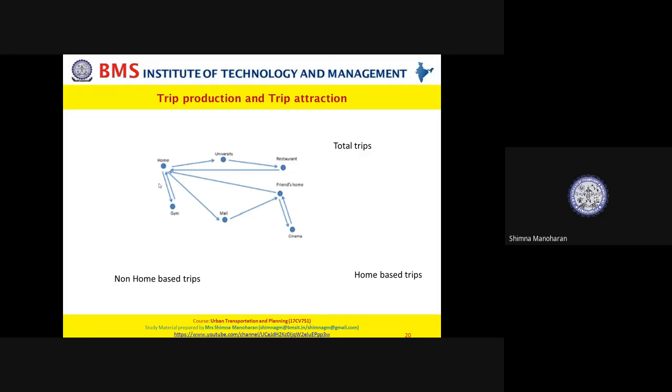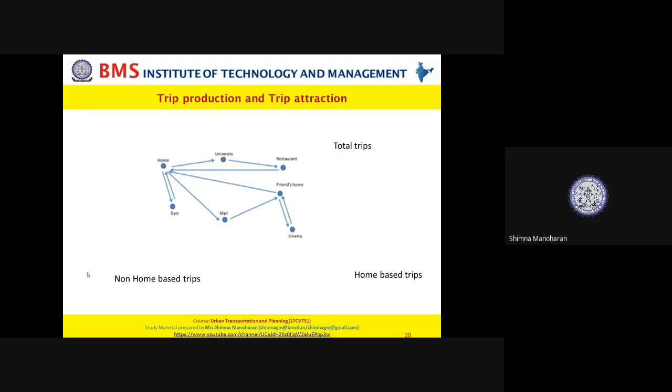Okay, good. Then how many home-based trips can you find here? Anyone? Jagdish. Six, ma'am. Home-based trips, you can find six. So from home to university, one. Then restaurant to home, two. Very good. Then friend's house to home, then you have home to mall, then home to gym and back, gym to home. So you have six home-based trips.